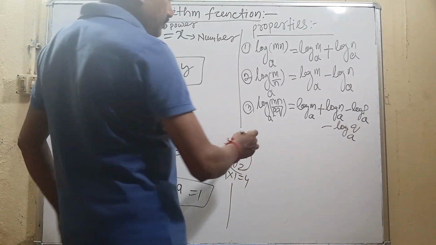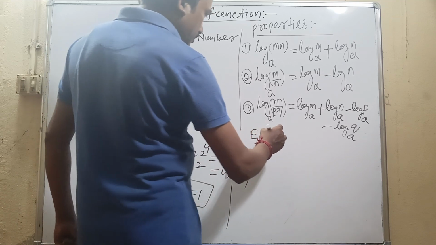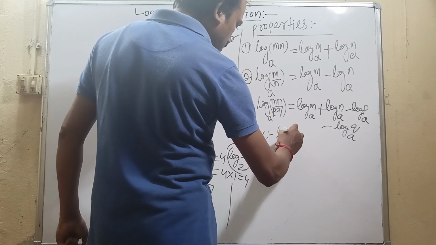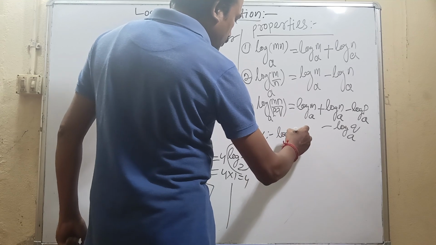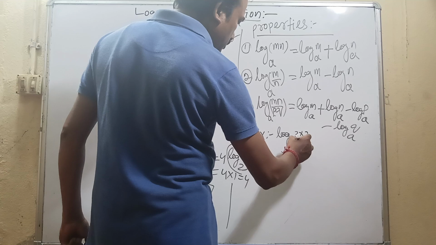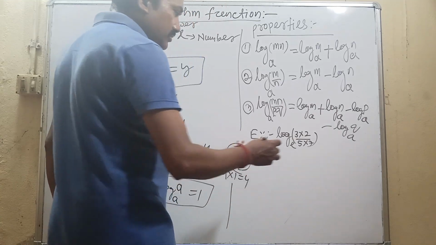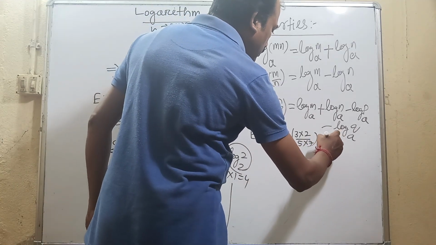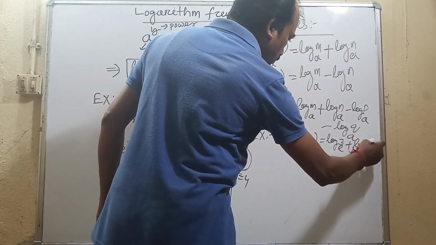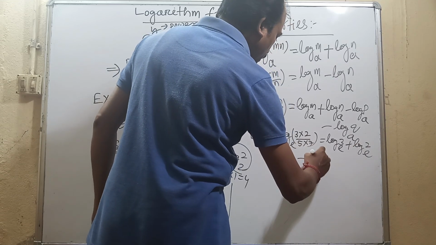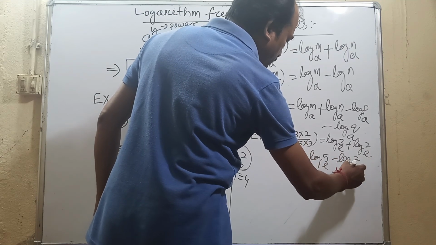Then suppose an example: log base e of 3 into 2 divided by 5 into 7. So this equals log 3 base e plus log 2 base e minus log 5 base e minus log 7 base e.